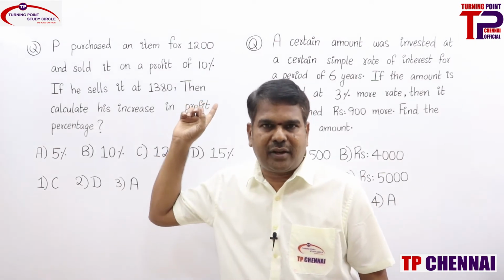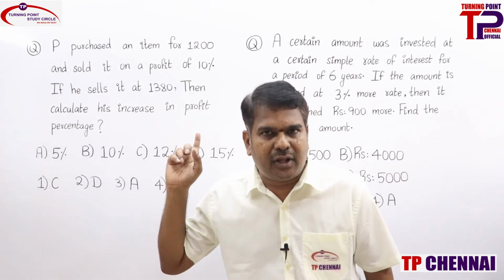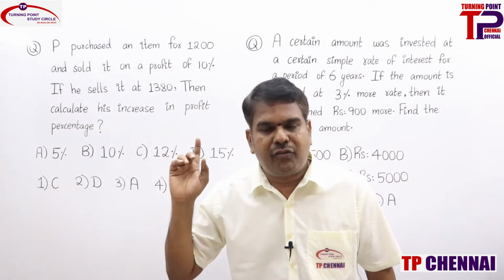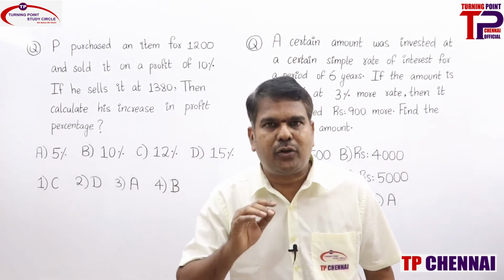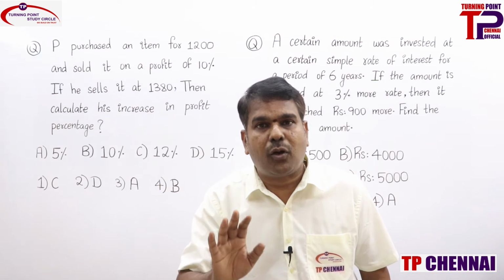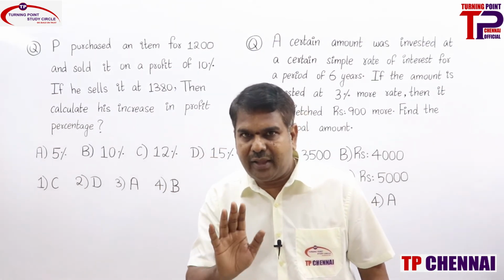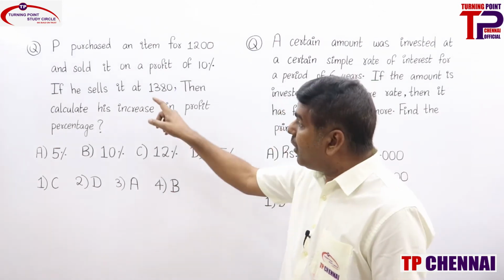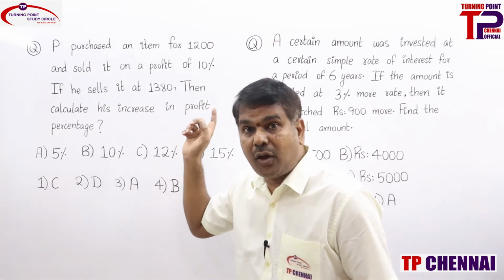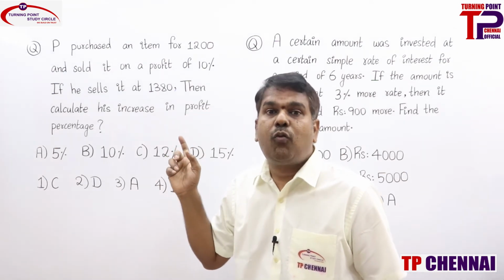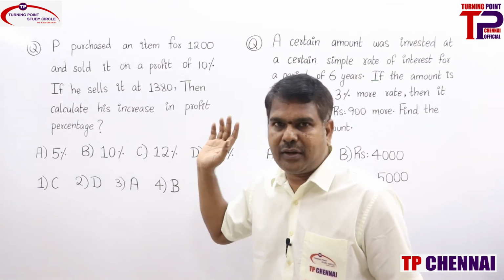He purchased it for 1200, sold it at 10% profit. What is 10% of 1200? 120. If you add that, that will be the selling price, right? 1200 plus 120, how much? He sold it for 1320. Clear? 1320. But what is given? If he had sold it for 1380, what would be the additional percentage profit he would have got? That is the question.